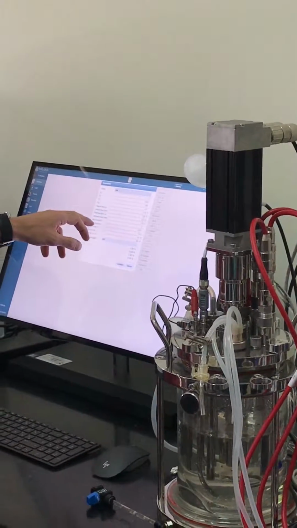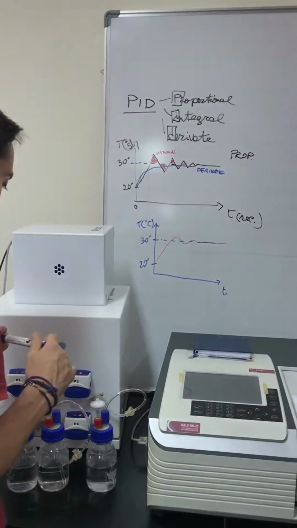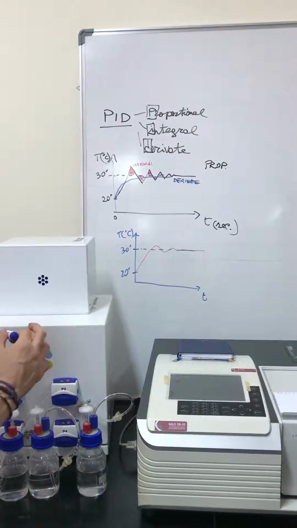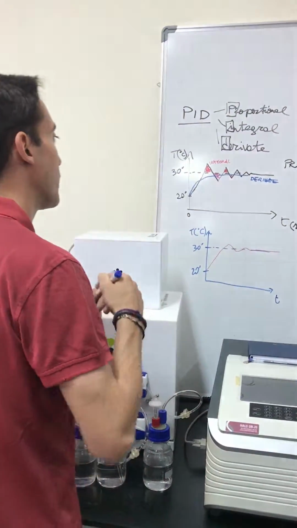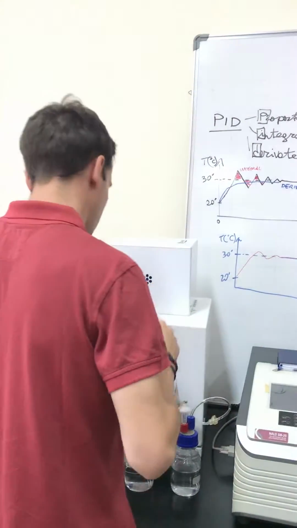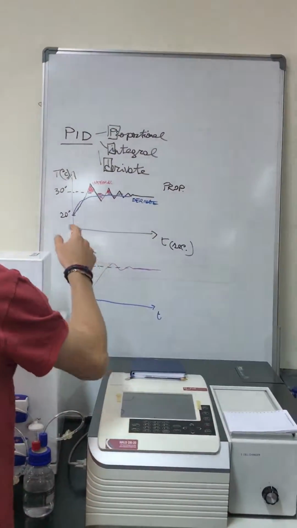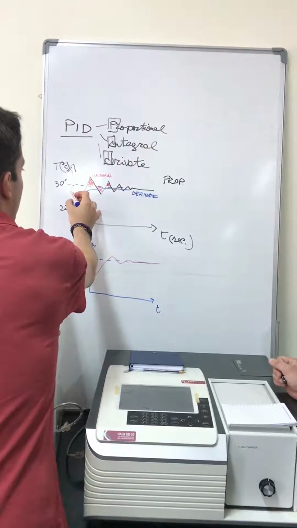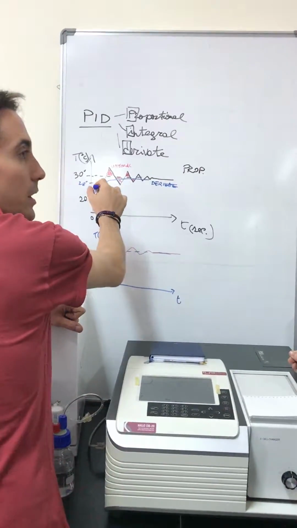And you can also set the band where the brake, so the derivative, will start. For example, you can tell the software that until you reach, for example, 28 degrees, the derivative will not start.